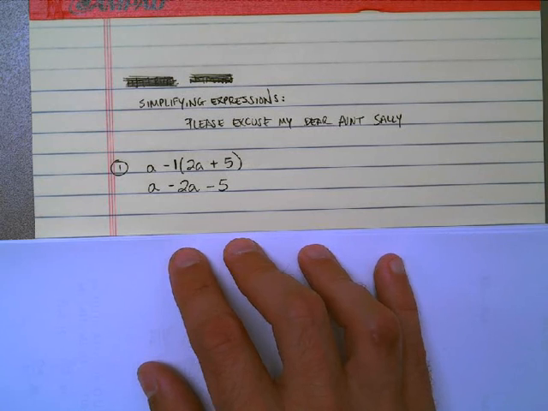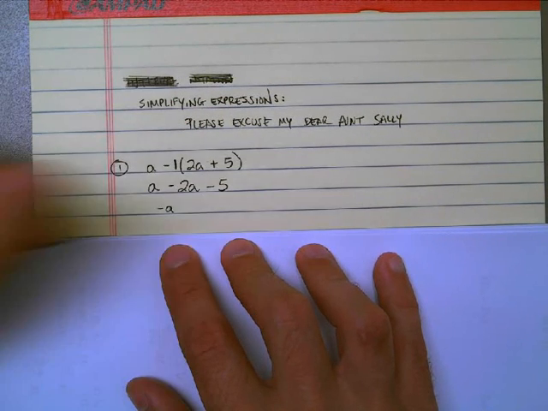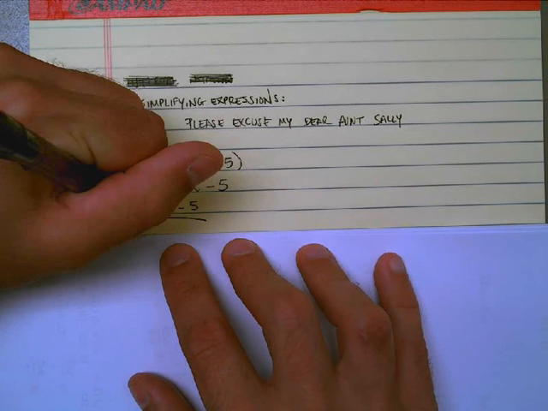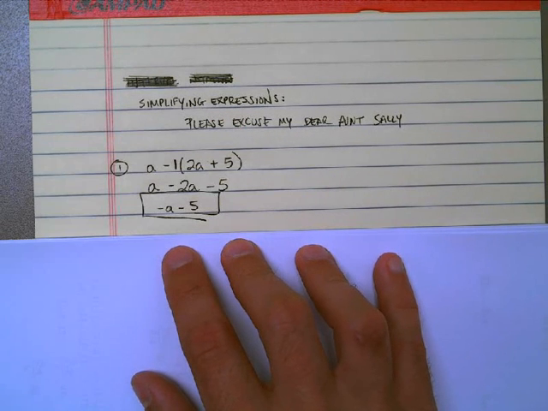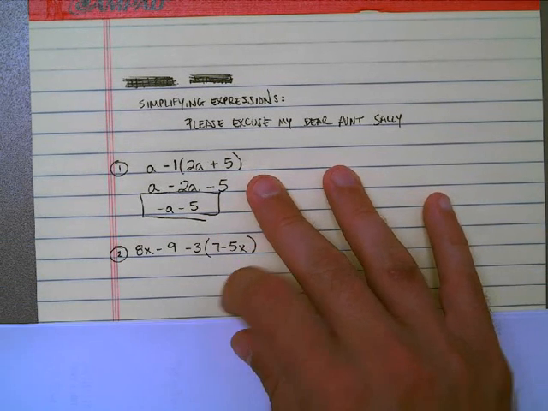Now I'm going to combine like terms. A minus 2A is negative A minus 5, and that's as simple as I can get. So I'm done. Negative A minus 5. Let's go look at another example, a little bit more complicated this time.